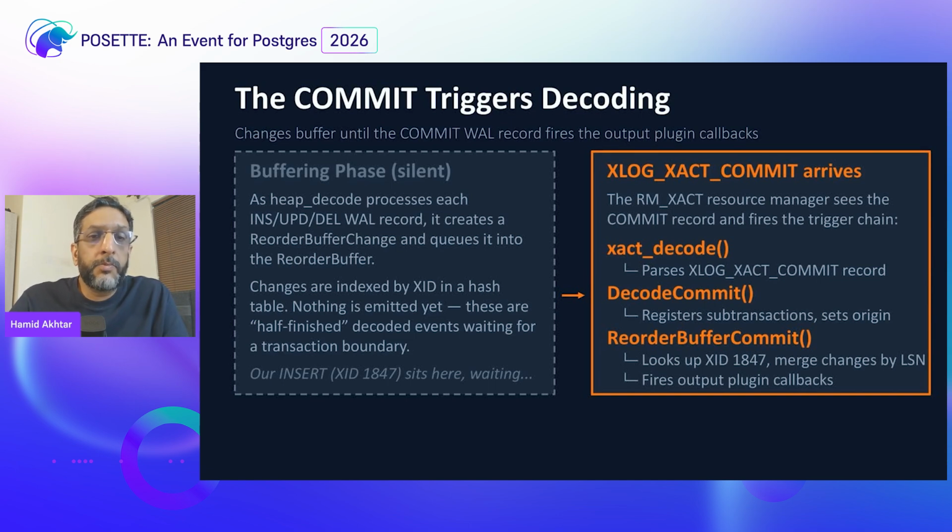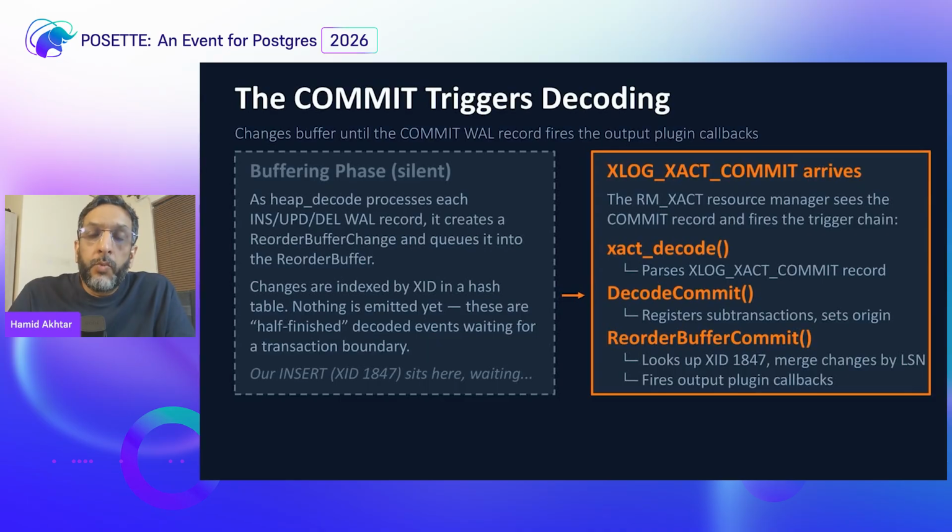So the heap decode process is going to create those reorder buffer changes, and it's a list. It's basically a queue where you have all those changes. But at this point, we're not sure whether this transaction committed or aborted, and it's all being done while the transaction is in progress. So eventually, when the XLOG exec commit arrives, that's the xlog info that can be handled by your transaction resource manager.